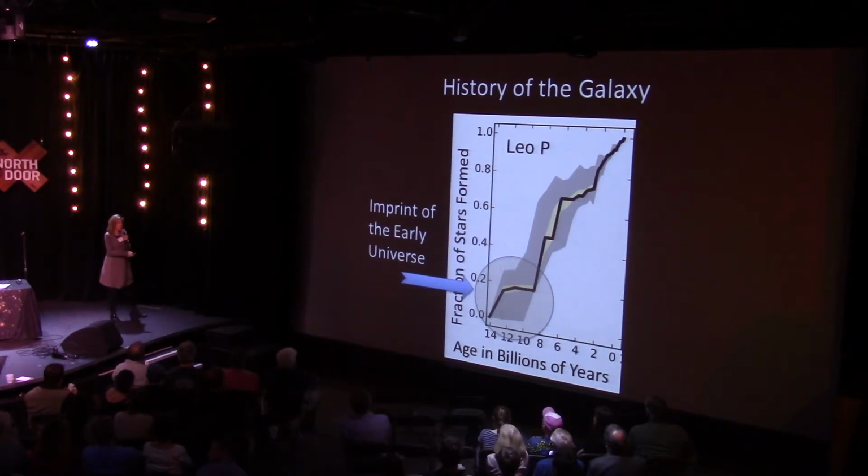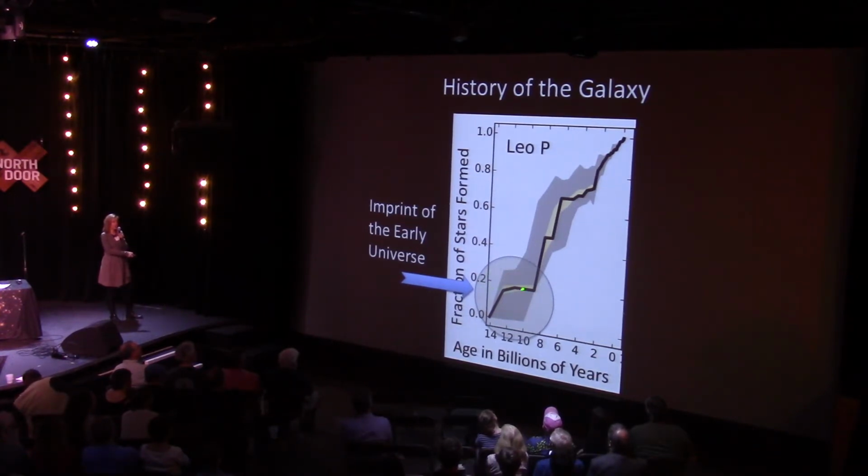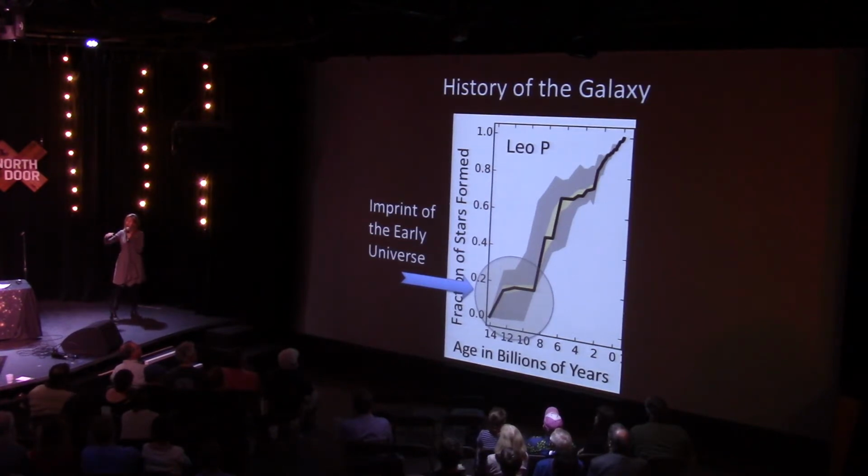And so one interpretation of this is that this hot, intense radiation field of the epoch of reionization stopped star formation in Leo P, and the galaxy got quiet for a few billion years. Until that gas could cool down and come back into the center of the galaxy, it wasn't able to do very much, and then it started making more stars.